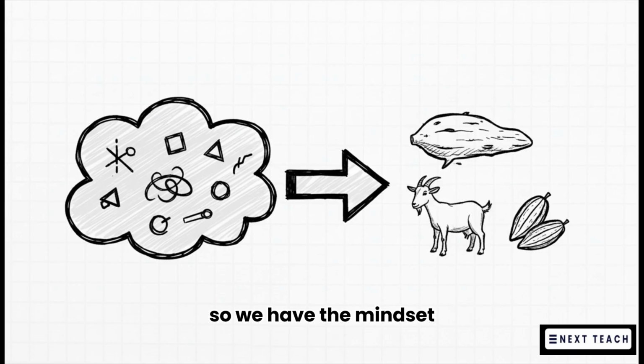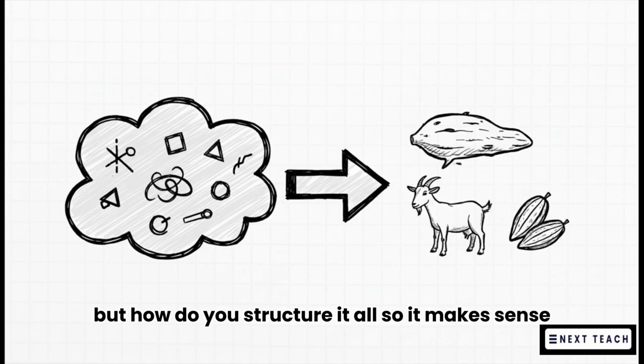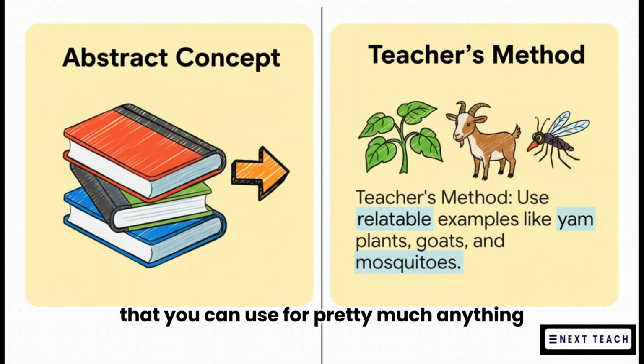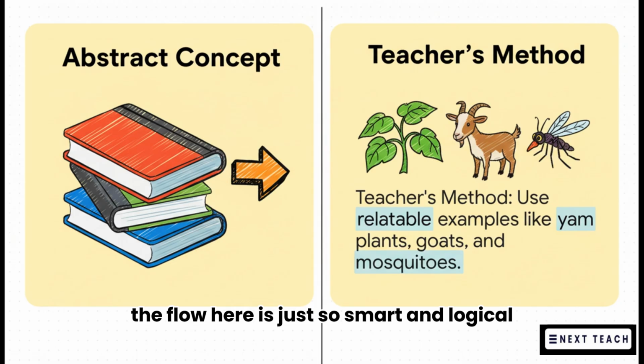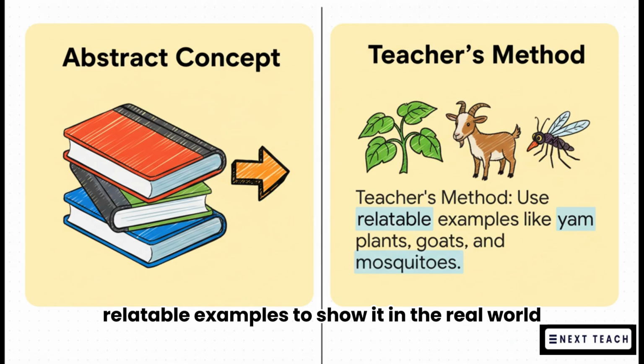So we have the mindset and we have the tool of using relatable examples. But how do you structure it all so it makes sense? Well, the blueprint gives us this brilliantly simple 4-step framework that you can use for pretty much anything you need to explain. The flow here is just so smart and logical. First, you define it. Plain and simple. What is this thing? Second, you hit the key features. What are its most important parts? What makes it tick? Third, you bring in those all-important relatable examples to show it in the real world.